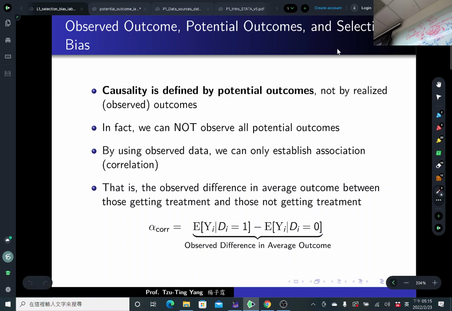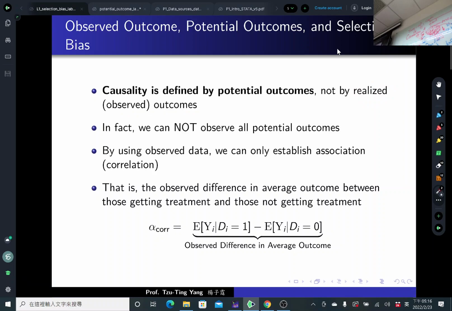That's a very important concept. Not by the realized outcome, not by the observed outcome. Okay. Some people might be confused by this, but from the last class, I think you should know the causal effect or causality is based on the comparison of potential outcomes, not the comparison of the observed outcomes.